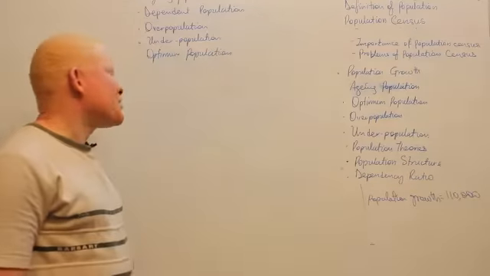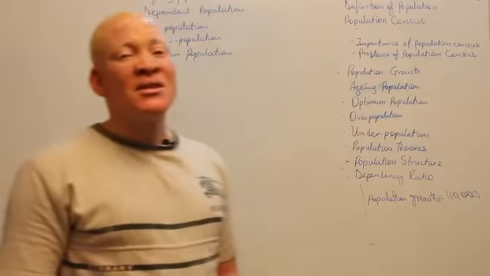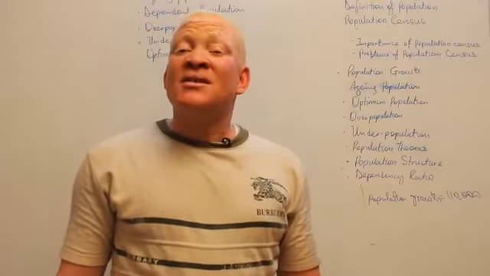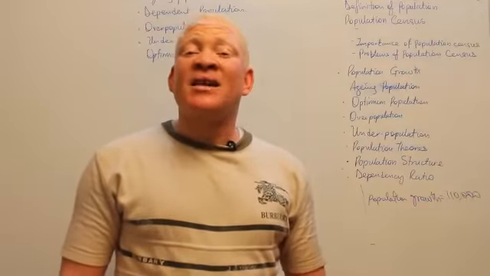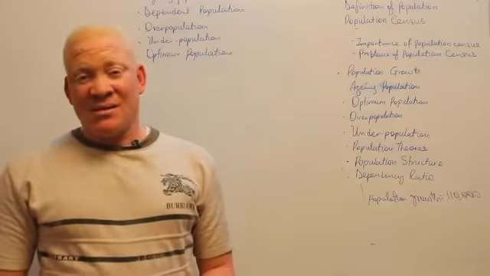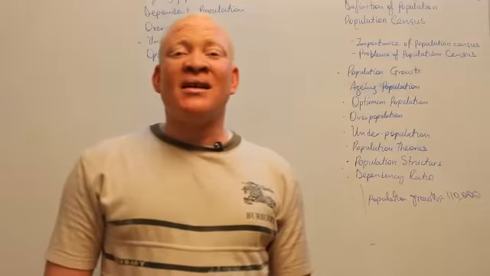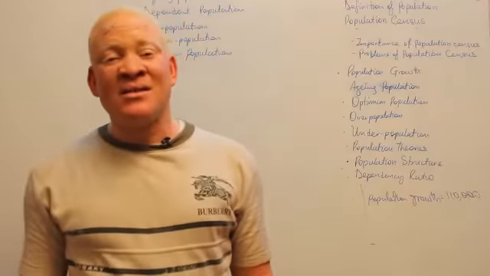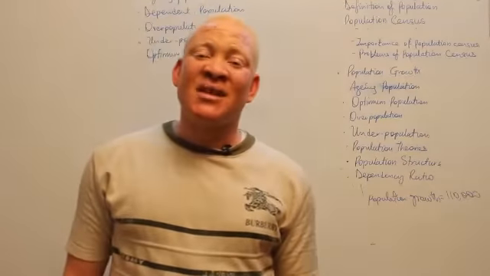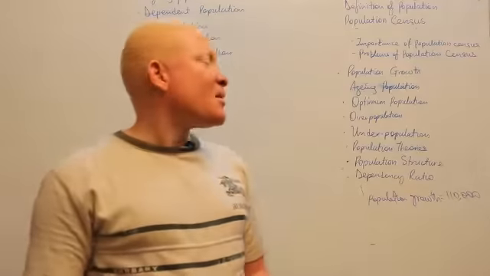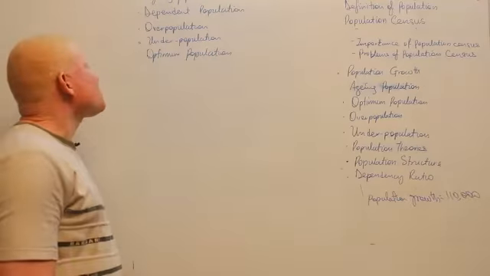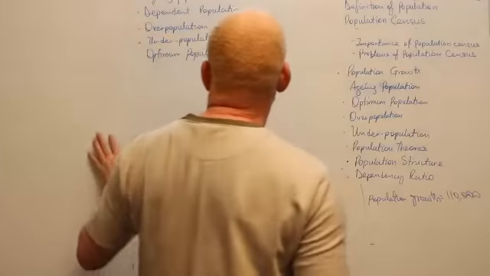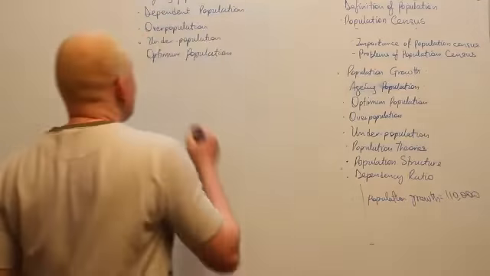Then the optimum population is a type of population in which the output per head is at the highest point, because it is able to utilize fully the resources that are available. Now this wraps up the case of types of population. Now let's look at population structure and distribution of population.